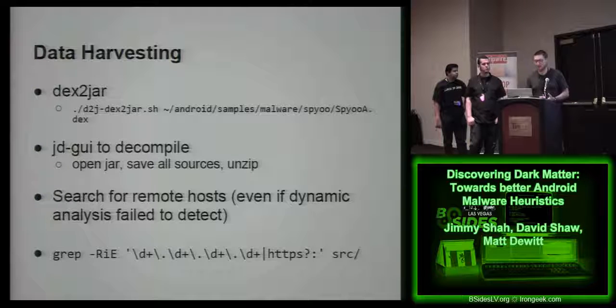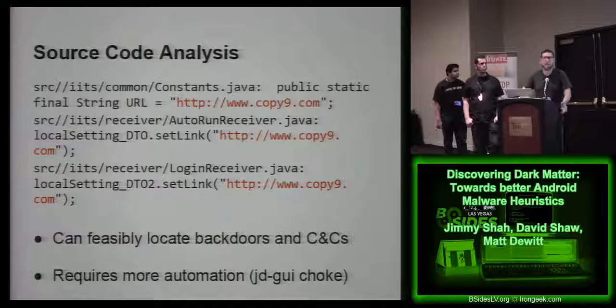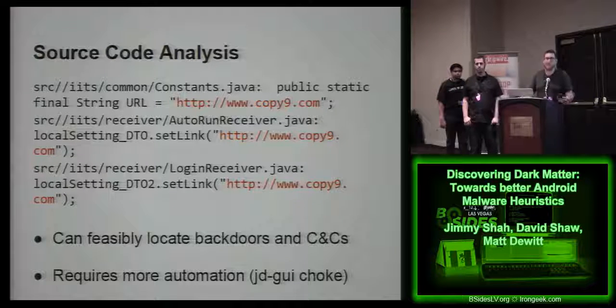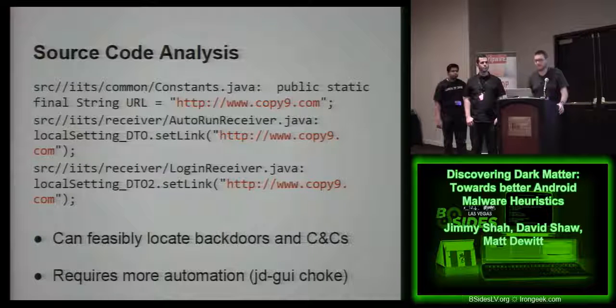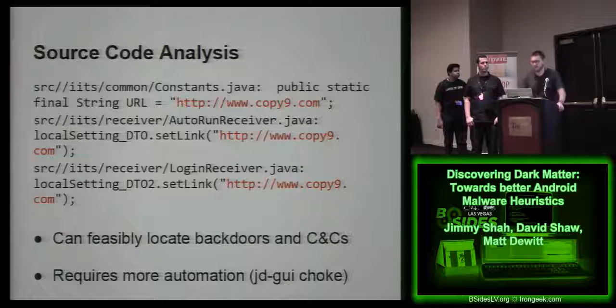So in this particular piece of malware, we saw, okay, well, copy9.com is hard-coded a bunch of times, and that's about it. No hard-coded IPs, just this one URL, which seems a little bit weird. Maybe it's going to pop up an alert. We didn't really know. And this, as I mentioned, can feasibly locate hard-coded backdoors and command and controls, but we're trying to make it a little bit more automated. Since right now, using JD-GUI, as the name implies, it's a graphical tool, and it's really irritating when you're running everything via shell scripts and in an automated fashion, and then you have to run JD-GUI.